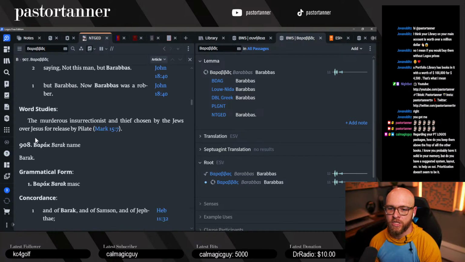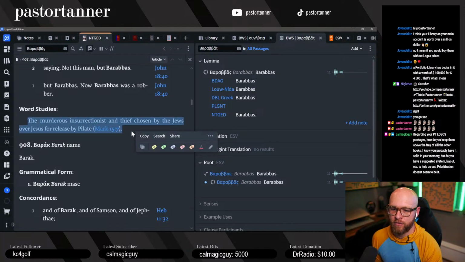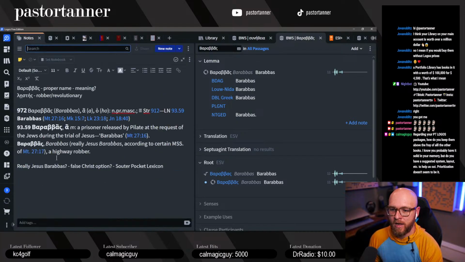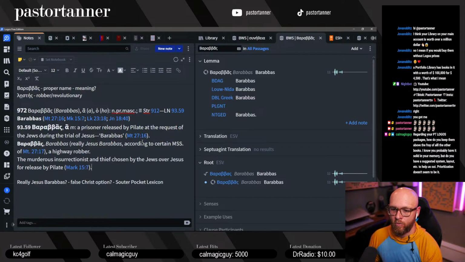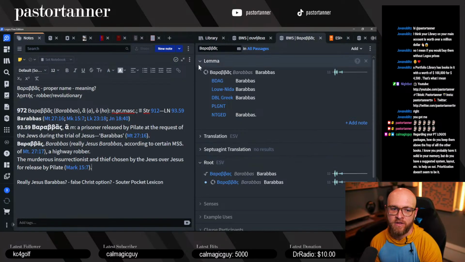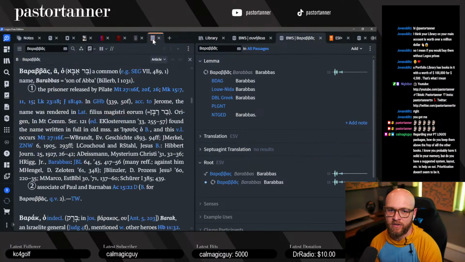Word studies, the murderous insurrectionist and thief chosen by the Jews over Jesus for release by Pilate. Okay. And that's it. It doesn't go into any more detail than that. And that's fine. I am sure one of our commentaries will give us some in-depth discussion of Barabbas and what his name means and all that type of stuff. And if it doesn't, we can definitely find more information like that, right? It's going to be possible. All right, here we go.